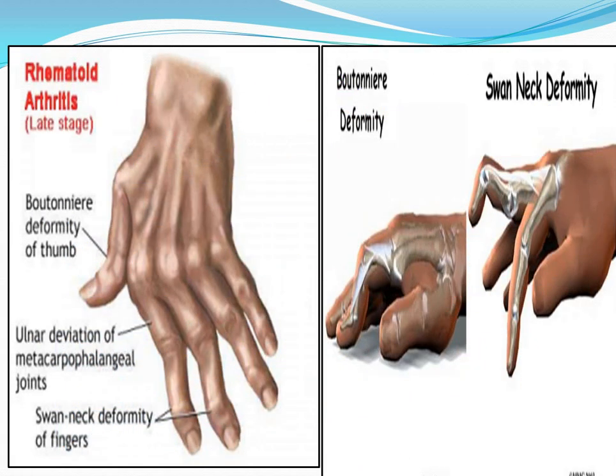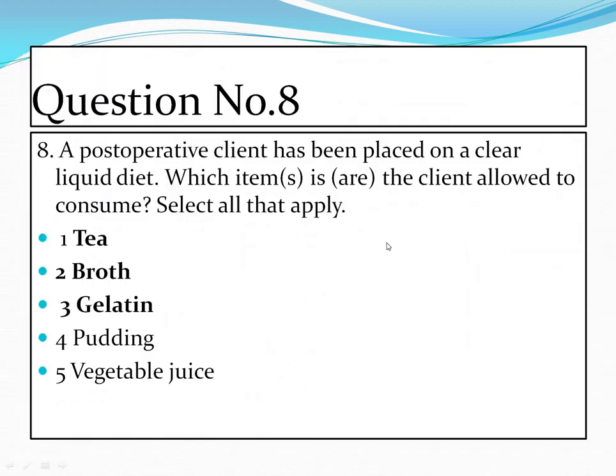Okay, look at the diagram. It is in the late phase of rheumatoid arthritis. We can see the Boutonniere deformity, ulnar deviation, swan neck deformity. See, it is like the neck of a swan, and also the Boutonniere deformity. It is due to the problems or inflammation of the interphalangeal joints. We can go to the next question.